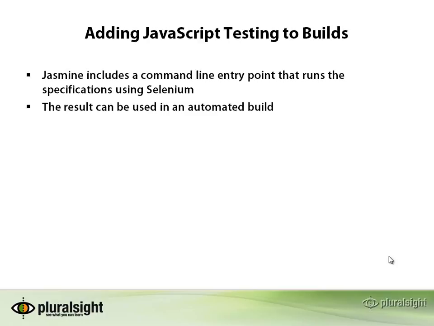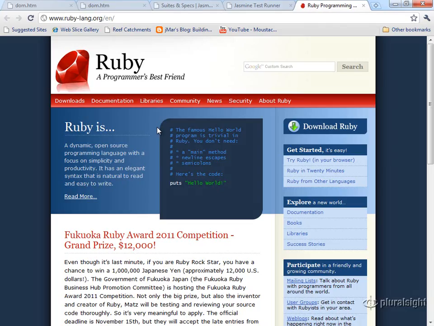To use the command line entry point for Jasmine, firstly you need Ruby. Ruby's a programming language, another interpreted language like JavaScript, and you can get Ruby for any platform from the Ruby Lang website. Just download and install it.